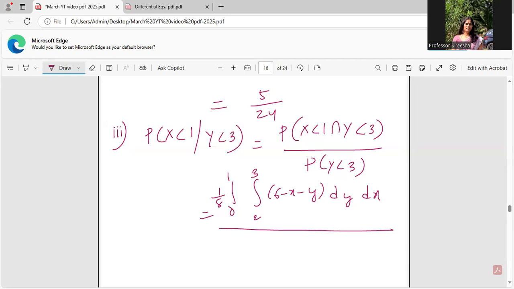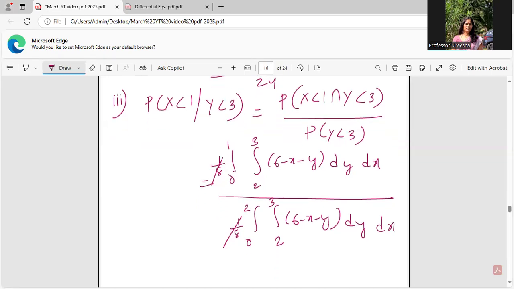Y less than 3. So for y less than 3, I have to take like this. All the x values from 0 to 2 I will take, and for all the y values till 3 I will take. Again the same function, 1 by 8, 6 minus x minus y dy dx. I hope it's clear. Okay. Yeah, this is, of course, the favorite question of the examiner.